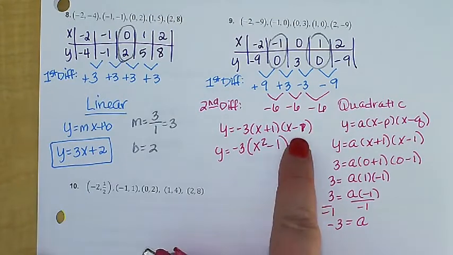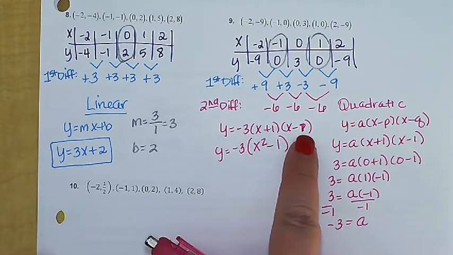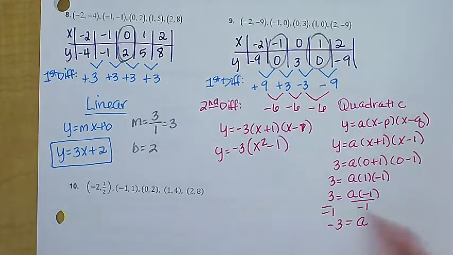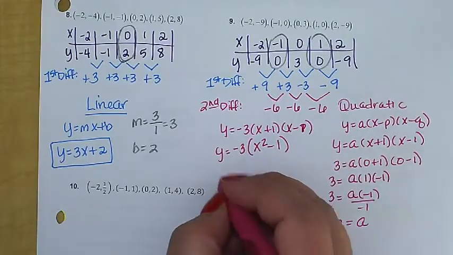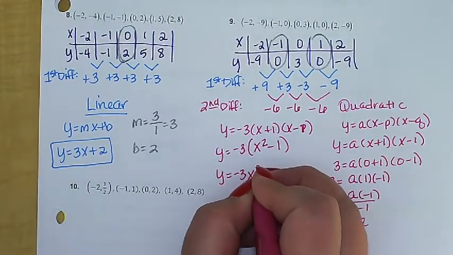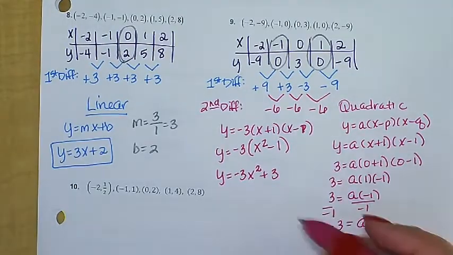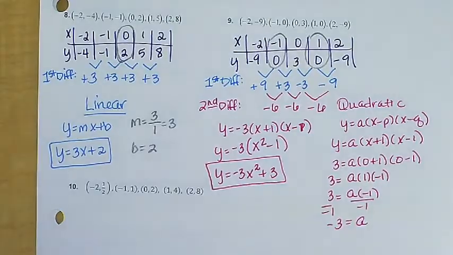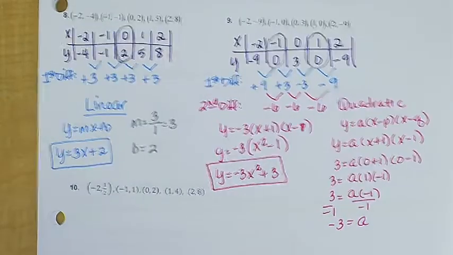So that's a difference of squares, x plus 1, x minus 1. If we multiply those together, whether you FOIL it or you realize it, you're going to end up with just x squared minus 1. The middle terms are going to cancel. And then we distribute that -3. So our function in standard form is just this guy right here. Ta-da! So this one's quadratic, and that would be the function.